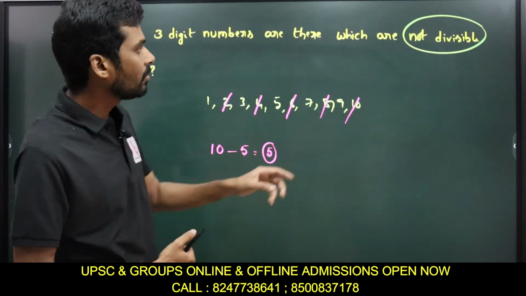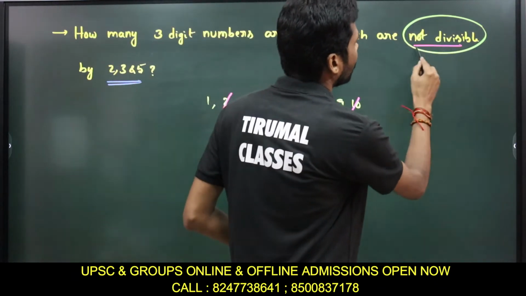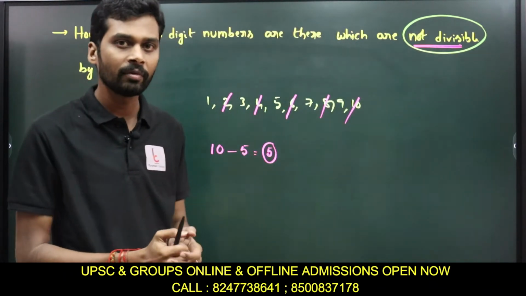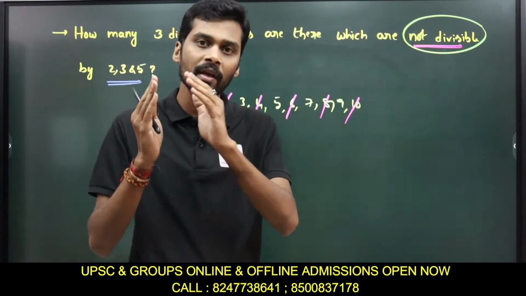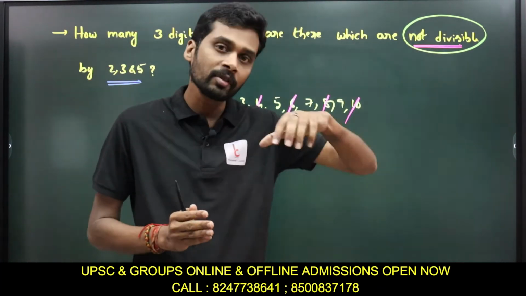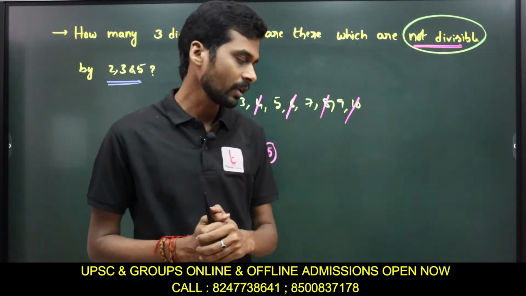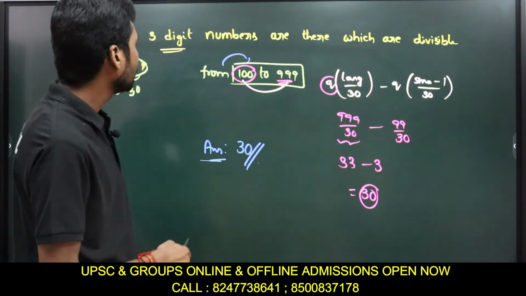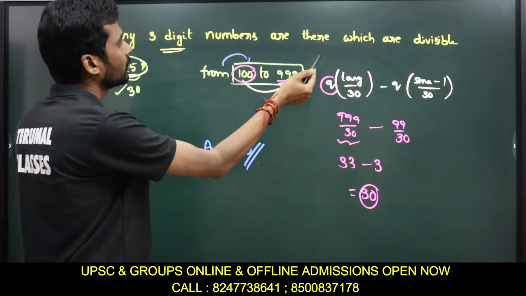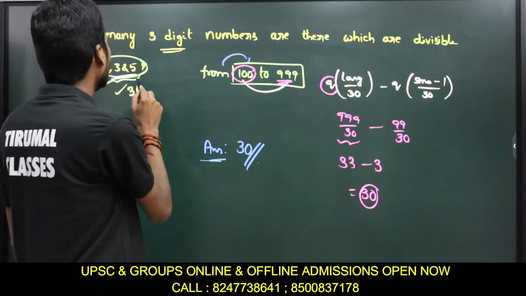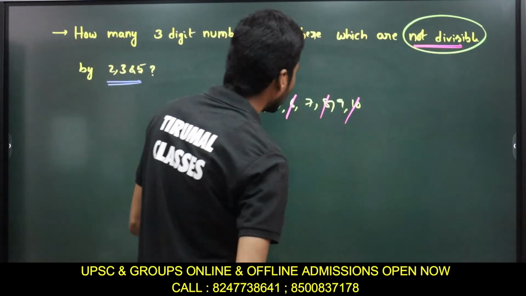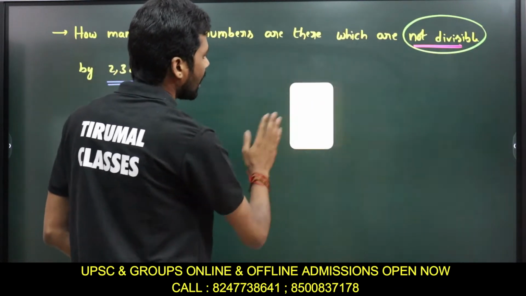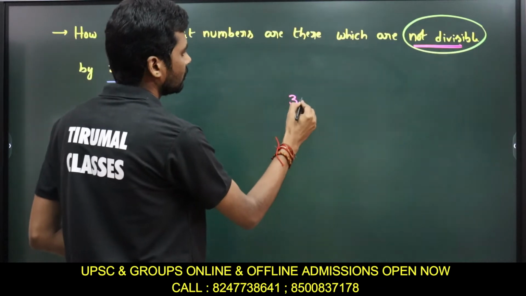Whenever we have this condition, not divisible, first of all we have to find out how many numbers up to that number are divisible by a particular number. We have already found out that the 3-digit numbers which are perfectly divisible by 2, 3, 5 are how many? 30. So we have to subtract 30 numbers.